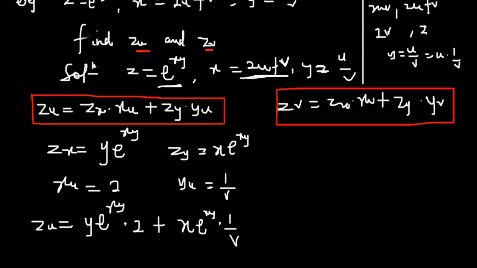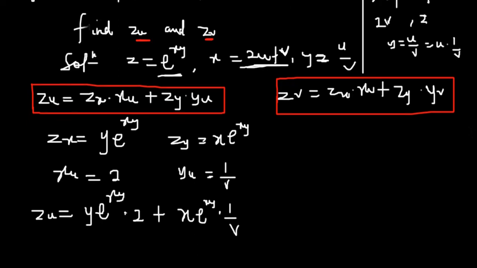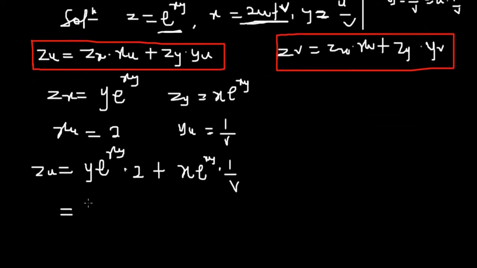So from here you could notice that we have a mixture of y, x, y, and then we have v. So this is how the expression will look. After this, you can just do your simple expansion. So you could get something like 2y e^(xy) plus 1 over v, and then x e^(xy). You could just leave it like this.